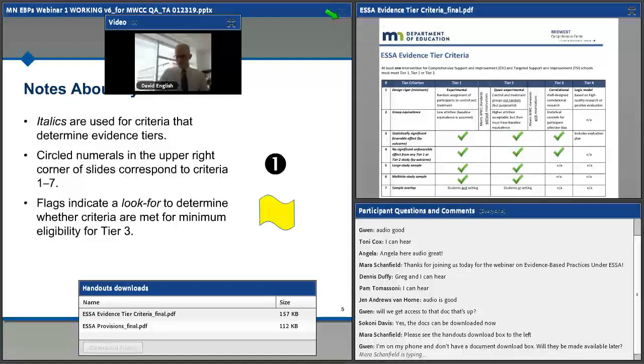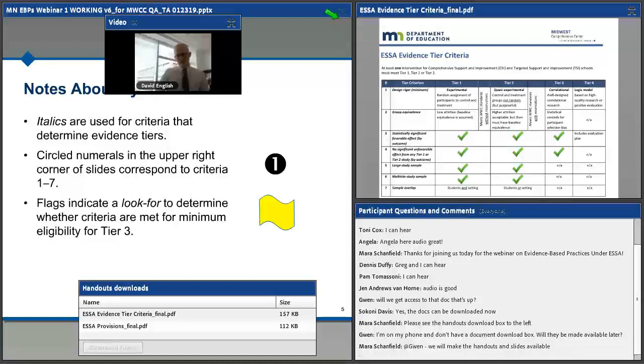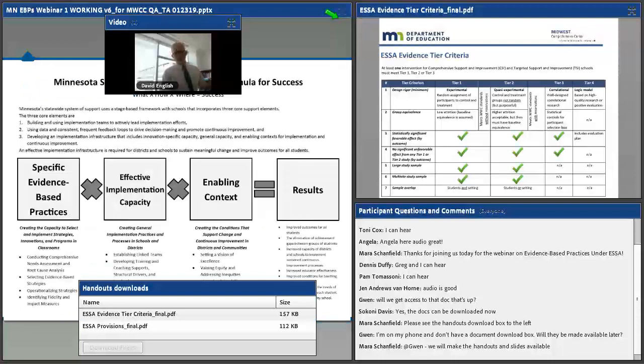And finally, the final symbol I want to mention is this yellow flag. These are the look-fors, or the visual clues that you can use to find very specific instances of criteria meeting the minimum requirements in research studies. It'll become obvious how to use those when we get into it, but these are going to be important slides that are look-fors for the evidence criteria.